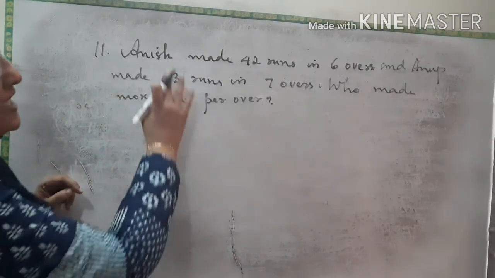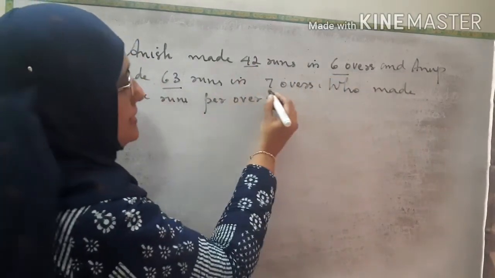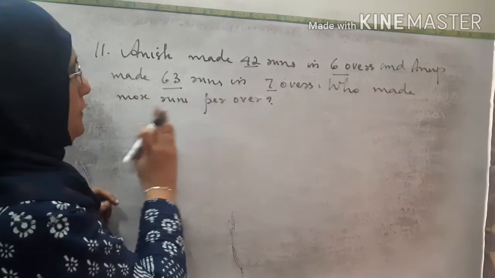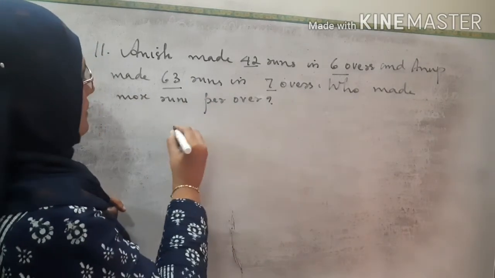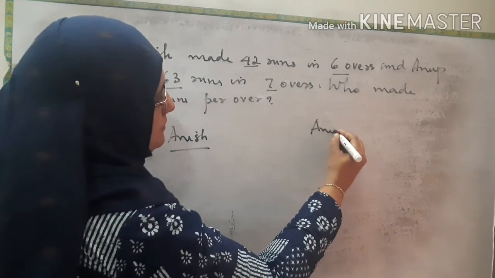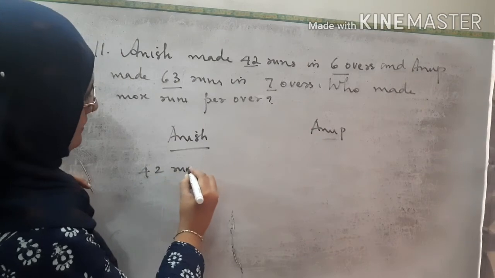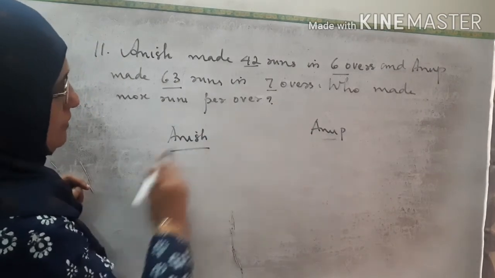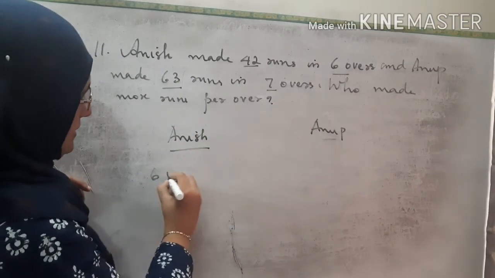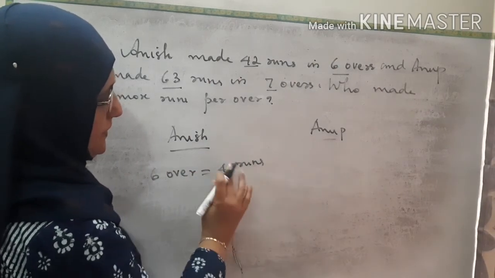11th question. Anish made 42 runs in 6 overs and Anup made 63 runs in 7 overs. Who made more runs per over? So Anish and Anup. Anish made 42 runs. So you need 1 over, so take the reverse form. 6 overs he got 42 runs.